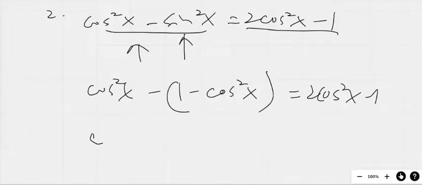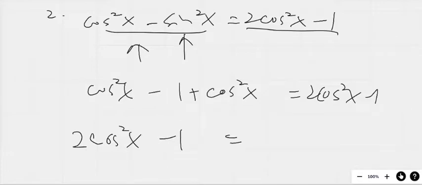And after we get rid of the bracket, it will become cosine square x minus 1 plus cosine square x. So it becomes 2 cosine square x minus 1. And now they are the same.